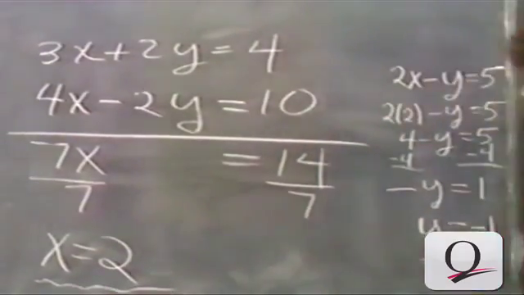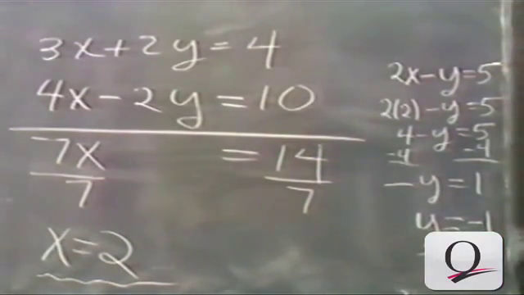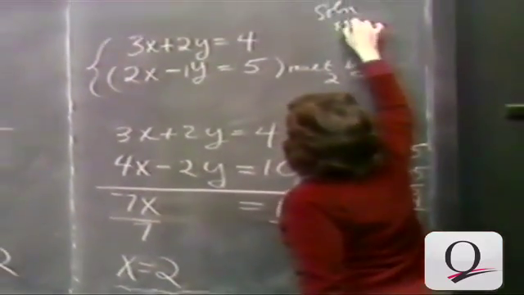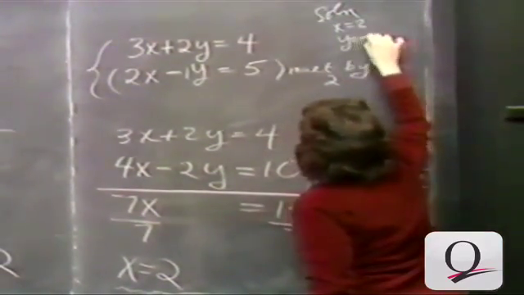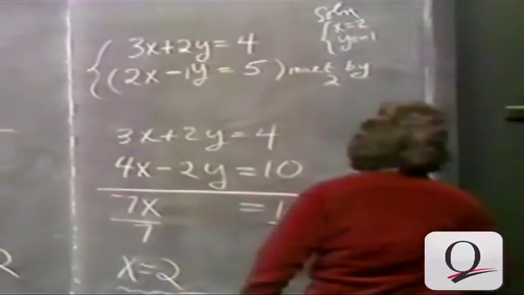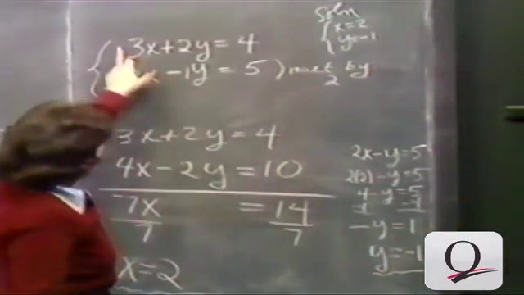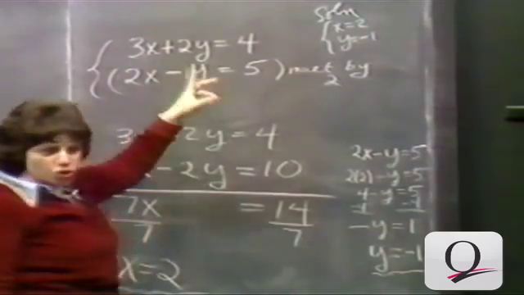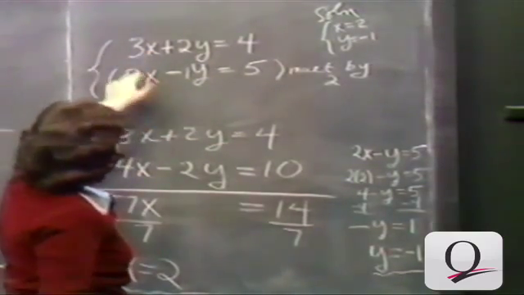X equals 2, y equals minus 1 is the solution here. And you can check it. Going back to the original equations, if we let x equals 2 and y equals minus 1, we should get both of these to be true statements.